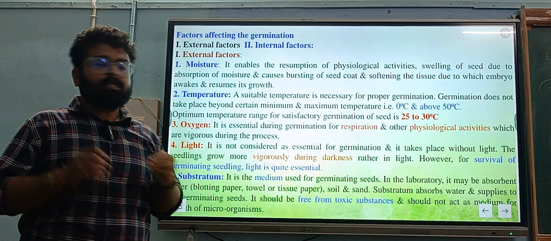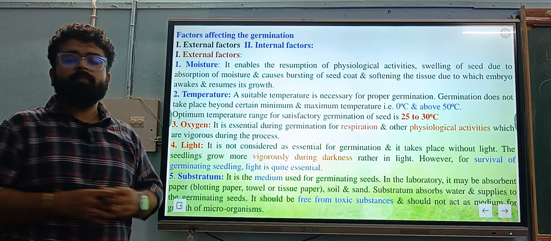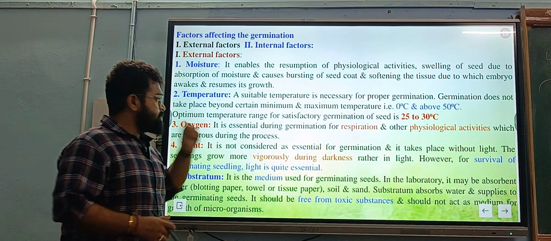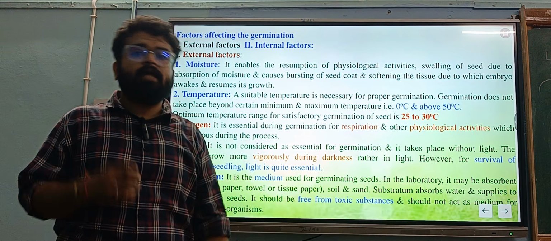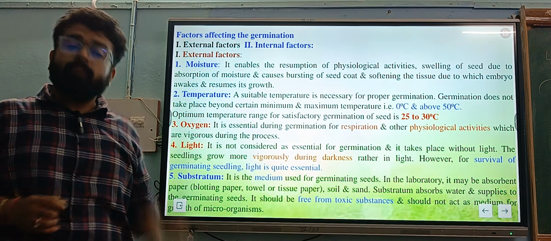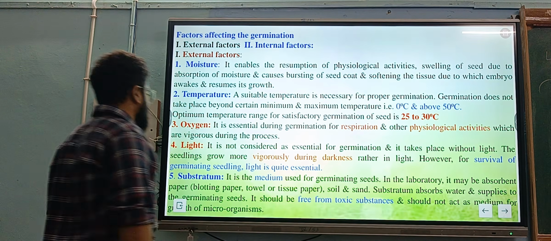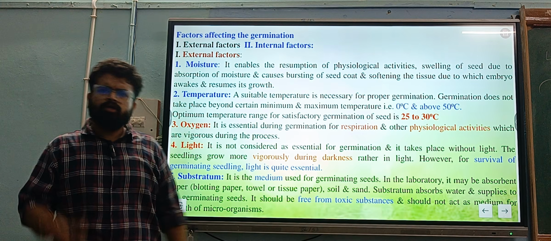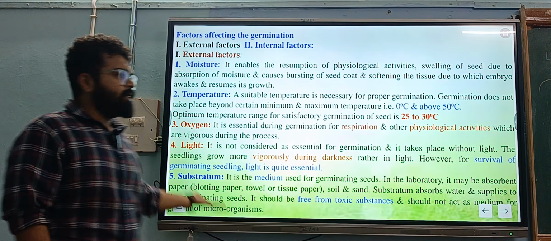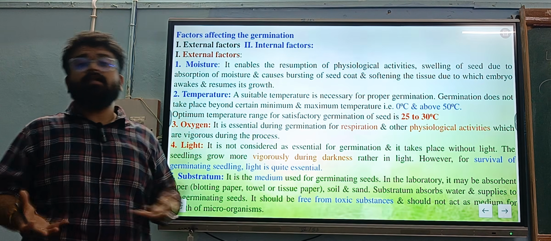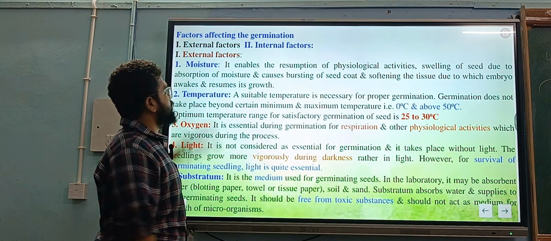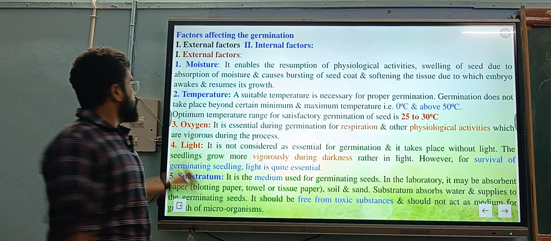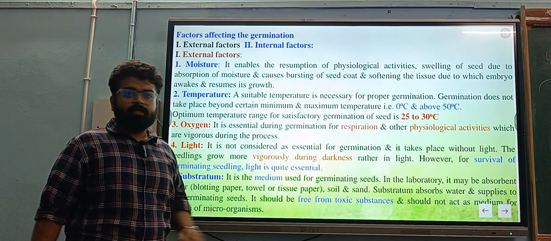Then oxygen: for proper respiration and physiological function, oxygen has to be taken in from the soil, so proper aeration should be met. Then light requirement: it is not considered essential, however a few seeds are photoblastic and germinate in the presence of light, so optimum light availability is required for the growth of the plant. Then substratum, the medium used for germination. In the laboratory you use certain media or the paper towel method, and soil is an ideal medium for germination. These are the external factors that determine germination: temperature, soil moisture, oxygen, light and substratum.